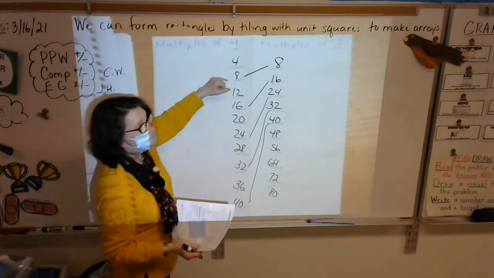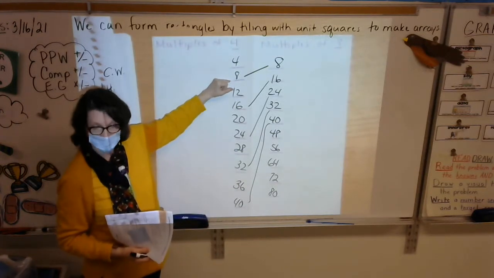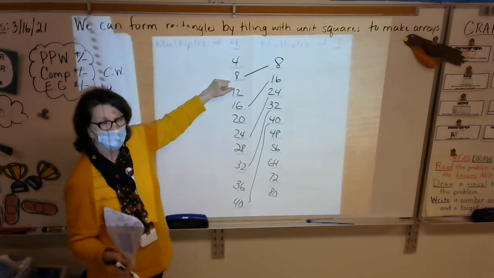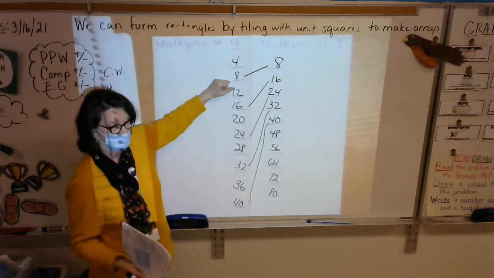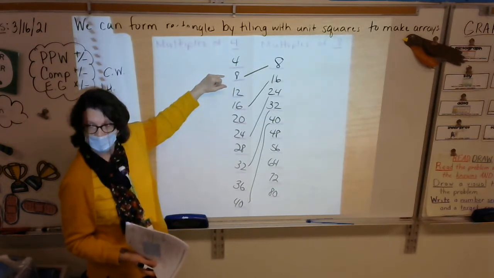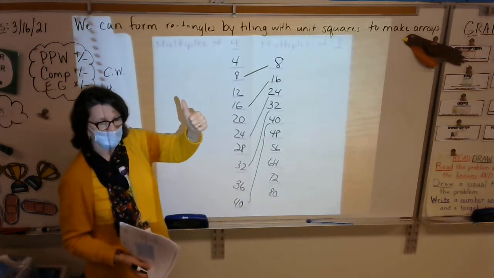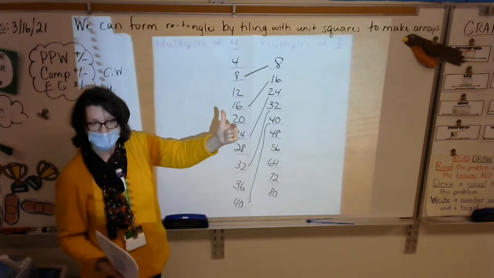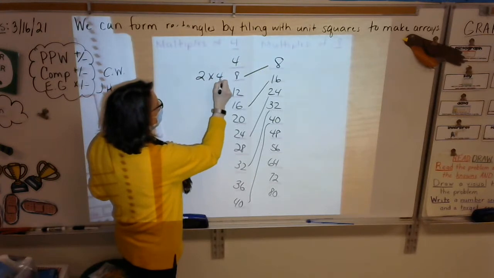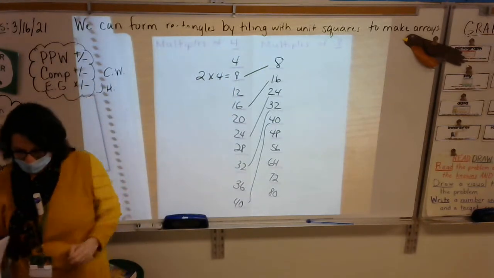Okay, now, for every product or every multiple where we connected it to the multiples of 8, we're going to write a number sentence. Okay? So when I look at 8, how many 4s have I counted when I've counted 8? 4, 8. How do we write 2 4s in a multiplication sentence? We write 2 times 4 equals. Go ahead and write it.